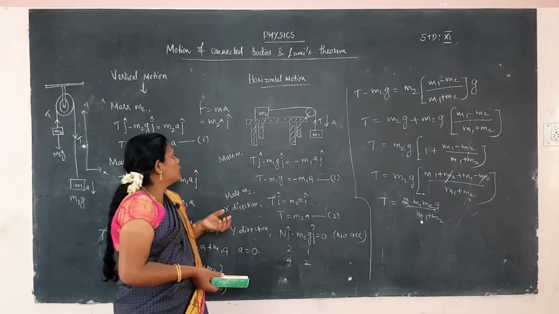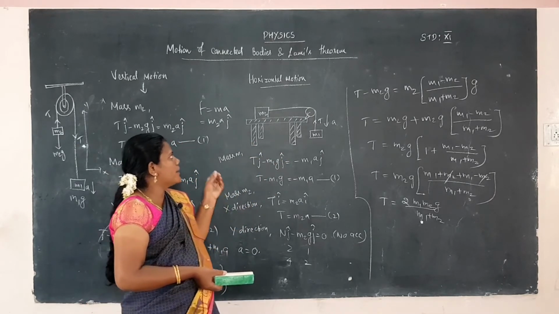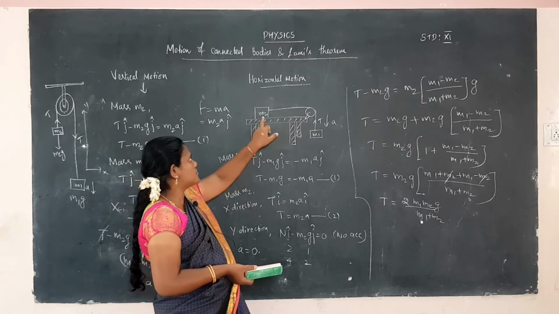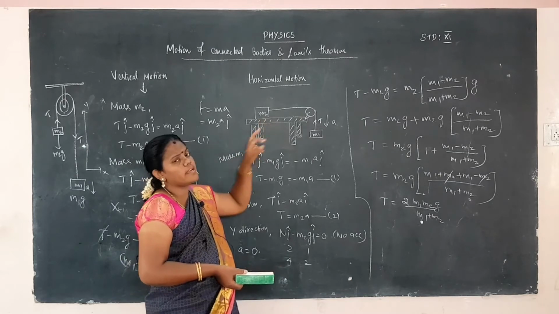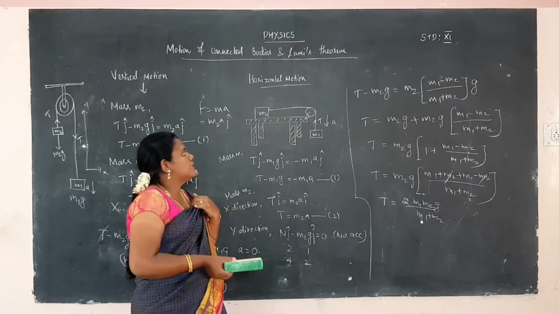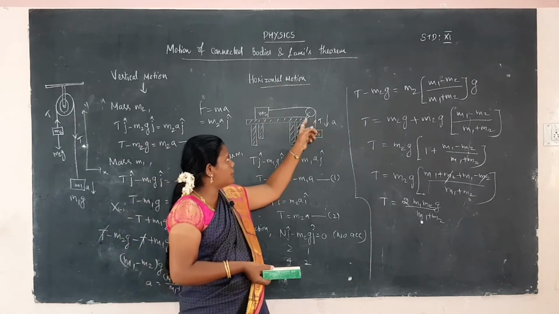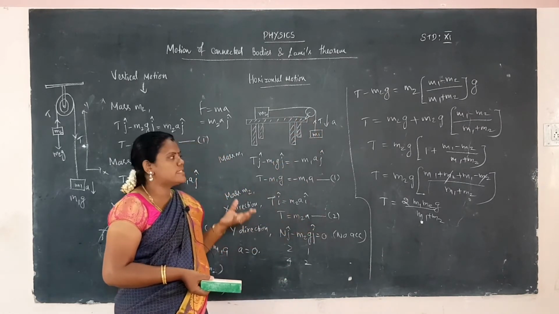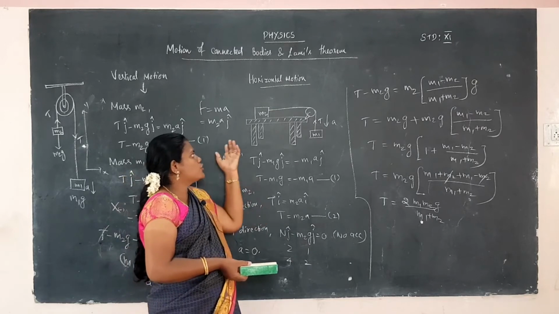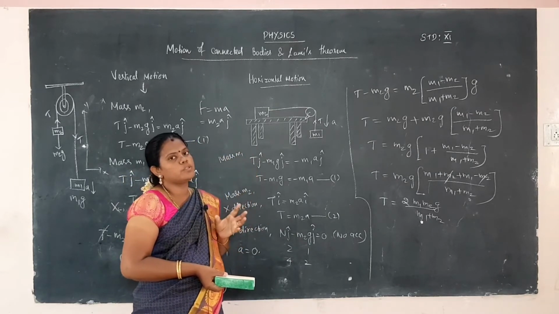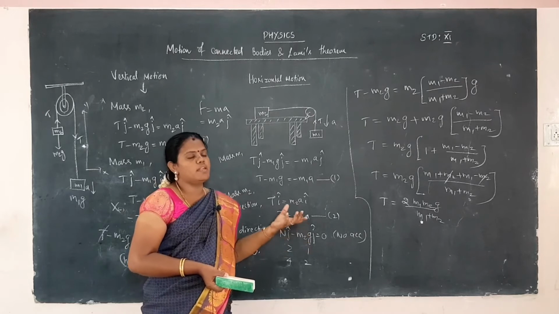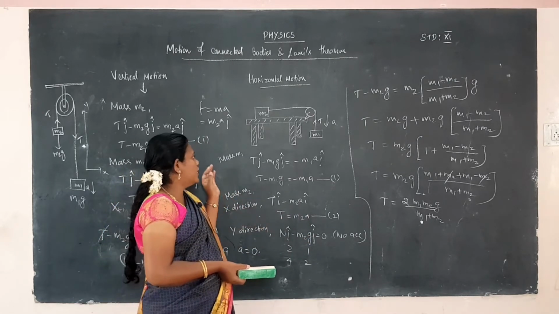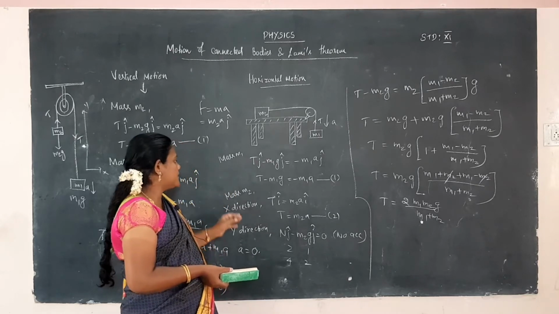Okay, so now we consider one mass located on the table, that is the mass m2. It is connected with one string, and the string moves over the pulley, and the other end is connected with another mass, that is m1. One mass is on the horizontal surface, and one is hanging in the vertical direction. So we consider mass m1 first and mass m2 next.